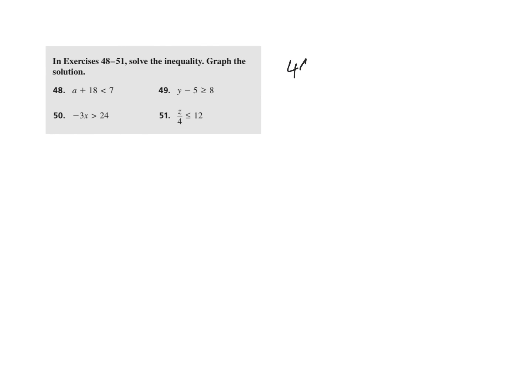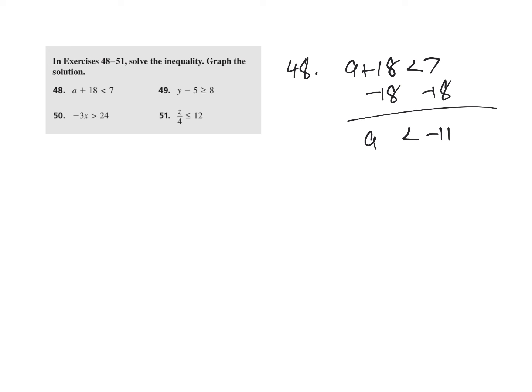48. Solve the inequality. A plus 18 is less than 7. So you're doing the same thing you've always done with equations, negative 11. And you're supposed to graph this. So you have 0, negative 11 is here. A is less than that, not equal to, so it's an open dot, shaded to the left. 49.